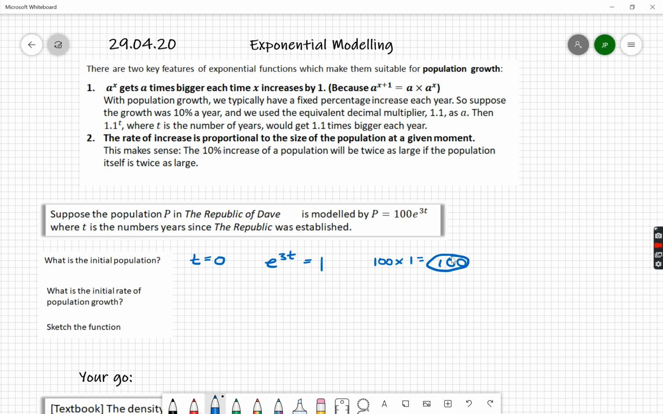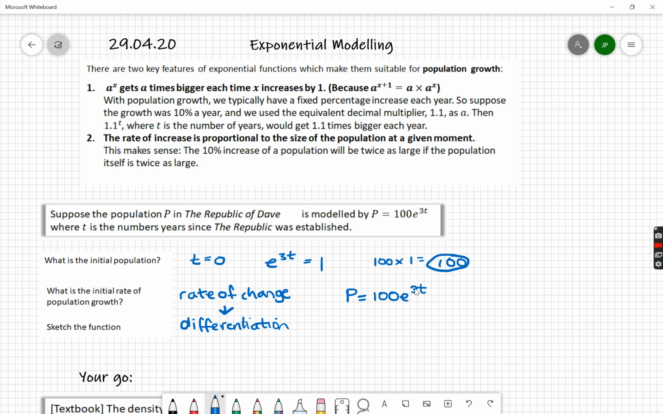What is the initial rate of population growth? Now, this straight away talks about rate of change. There is one thing that should come into your minds whenever someone asks you about rate of change. Rate of change means gradient. Gradient means differentiation. So whenever you are asked about a rate of change, the first thing that should come into your mind is differentiation, which means I've got to differentiate my function.